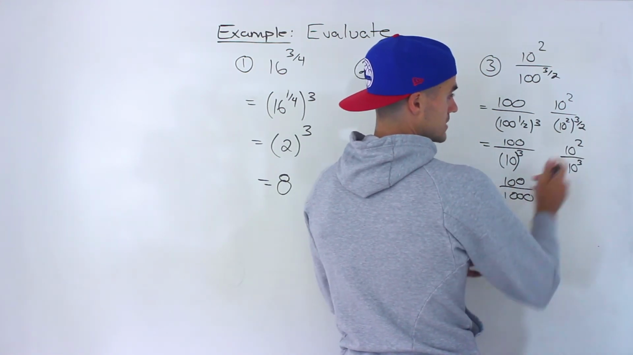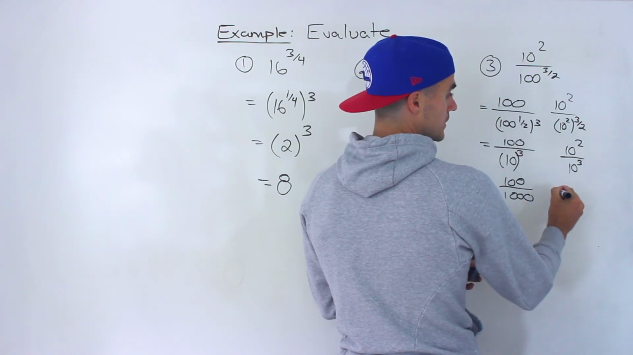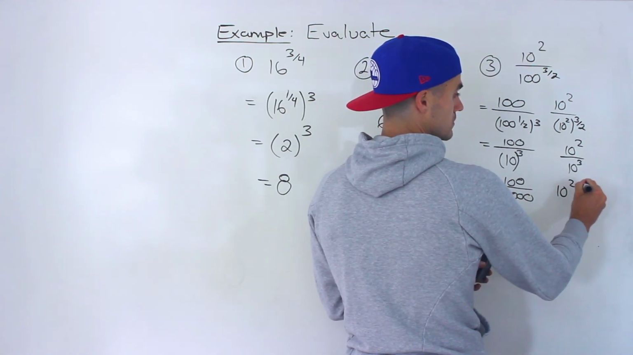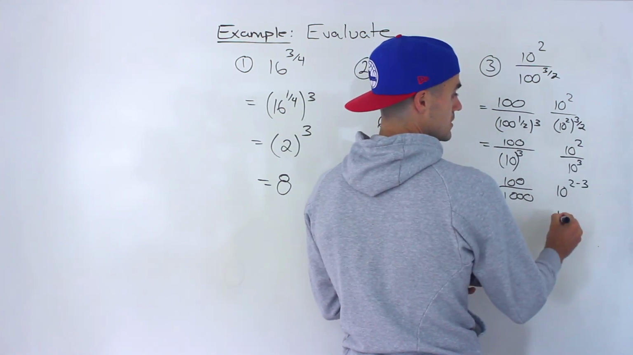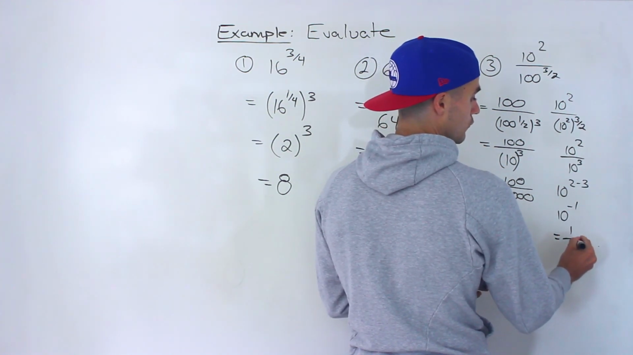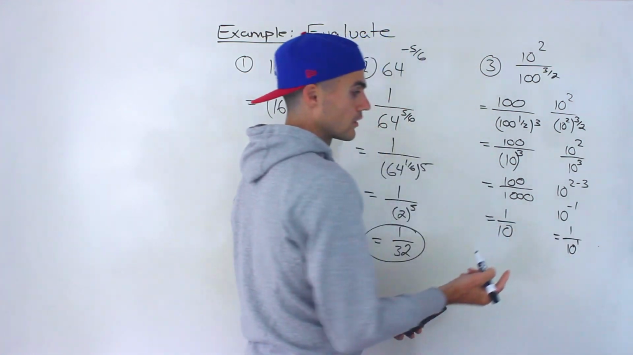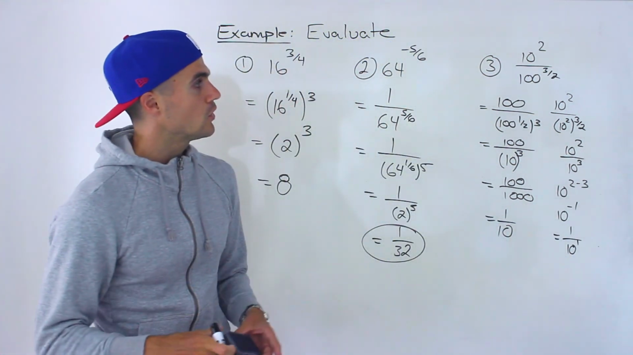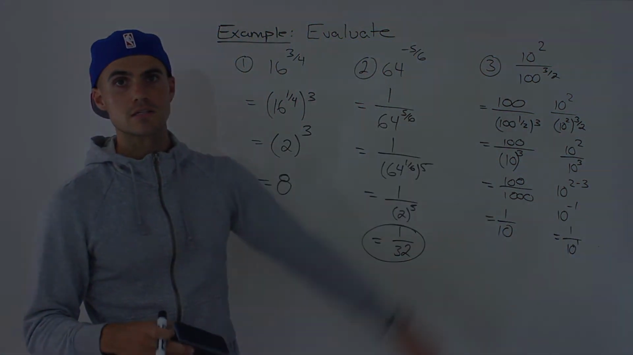Or 10 to the power 2 over 10 to the power 3, we could subtract the exponents because it's the same base, so we'd have 10 to the negative 1, which is equal to 1 over 10 to the power of positive 1, which is 1 over 10. So whichever way you go about it, the answer to number 3 is 1 over 10.